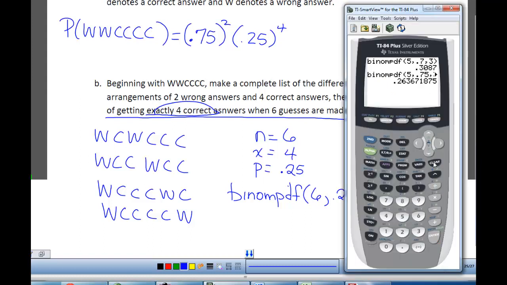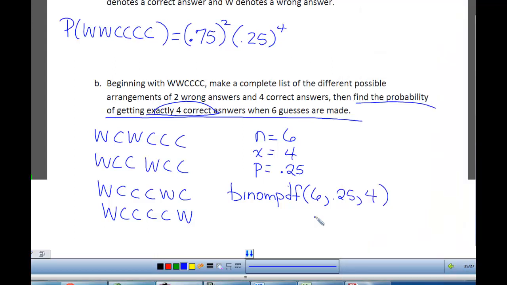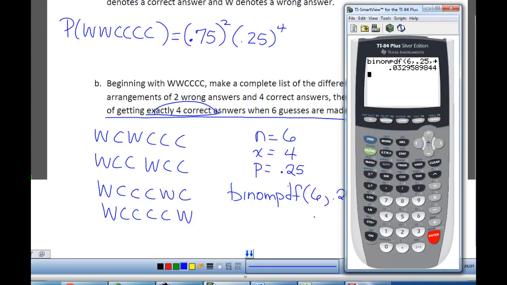Okay. So again, I went to second vars. I'm going to hit alpha A now that I know that's where it is. And N is 6. P is 0.25. X is 4. And so we get 0.03. We'll say 0.033 for our answer. Yes, well, again, you know, most of this will be multiple choice. So you'll just pick from the choices.